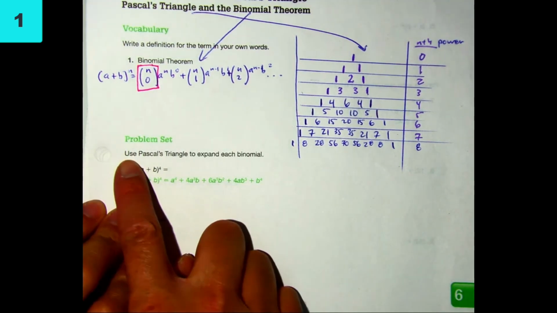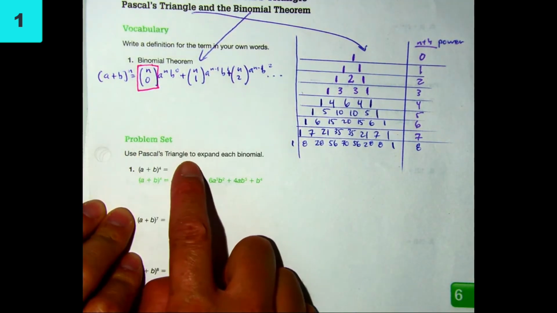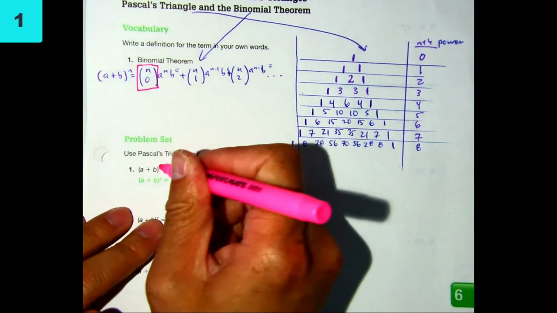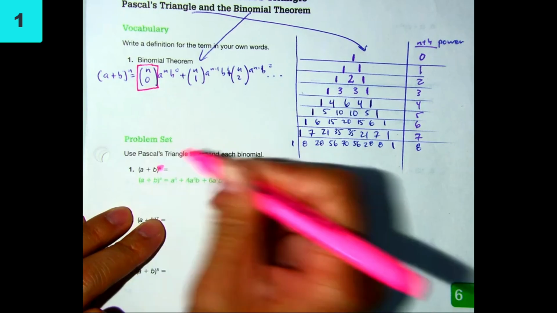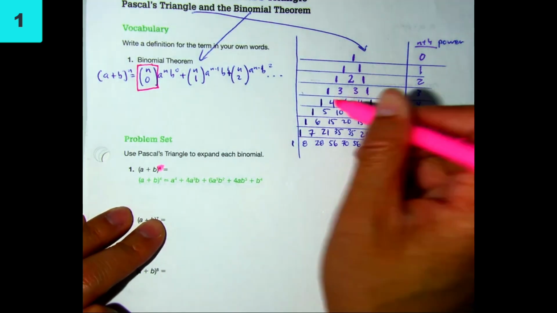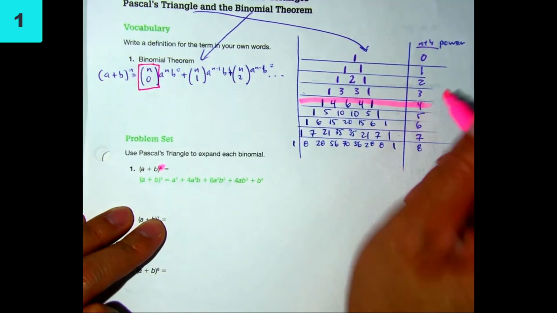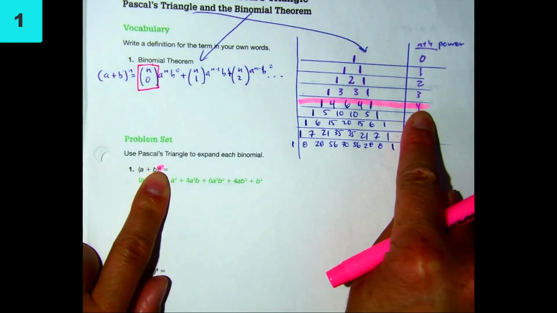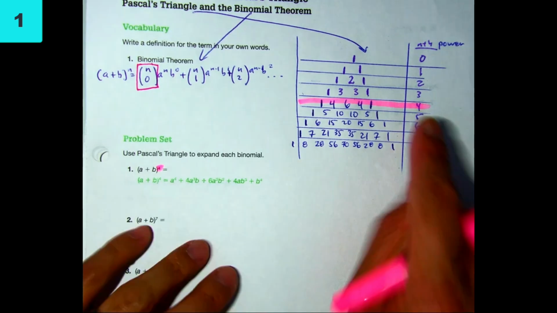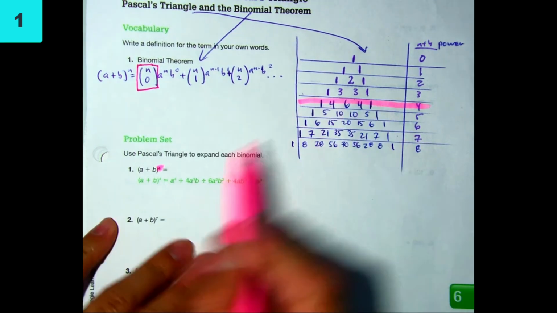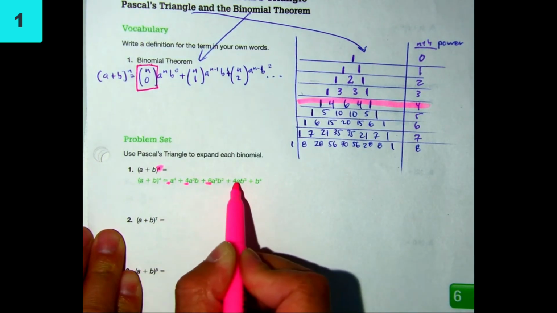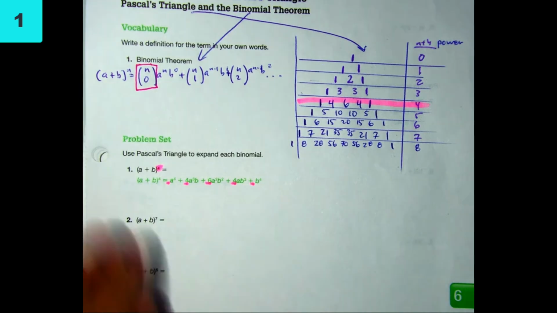Problem number 1 says use Pascal's triangle to expand the binomial. This says a plus b to the 4th power. If you put your finger over here at the 4th power, this is the 4th power. And these are called the coefficients. Everyone say coefficients? 1, 4, 6, 4, 1.